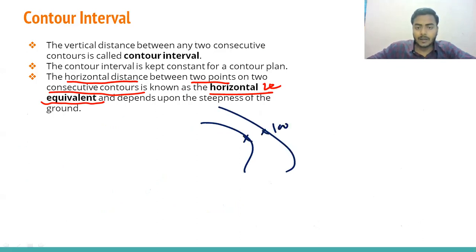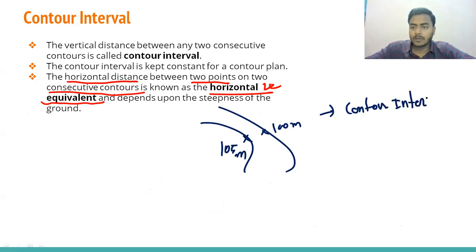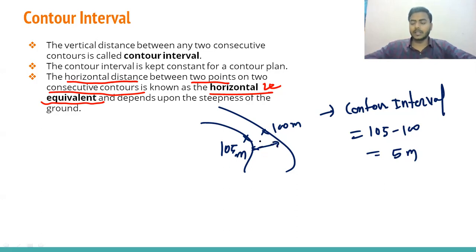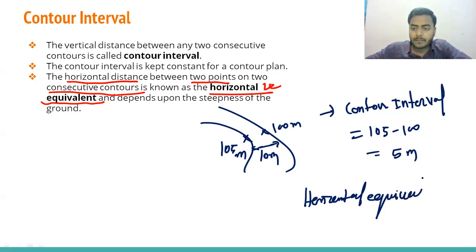Like this, take two contour lines. The elevation is 100 meter here, and this elevation is 105 meter. So in this case the contour interval will be 105 minus 100, equal to 5 meter. And for the horizontal distance, let's say we have measured it using a tape, applying slope correction and all those things, and calculated a horizontal distance of 10 meter. So the horizontal equivalent will be 10 meter.